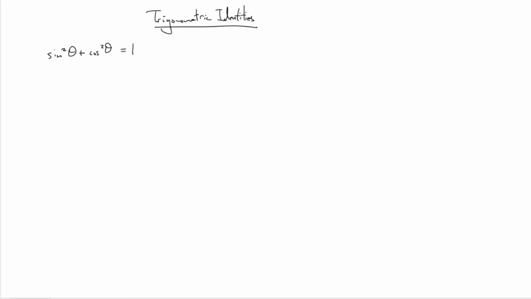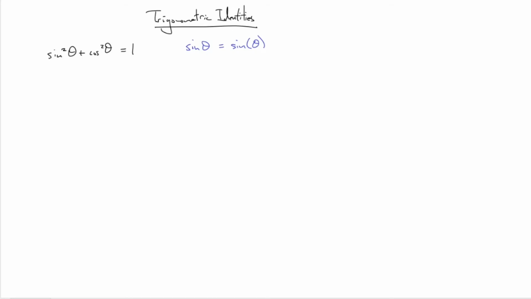And the most famous and probably most important of these is that sine squared theta plus cosine squared theta is equal to 1. And I am going to bother to briefly show you where that comes from, but first we should talk about the notation a little bit.